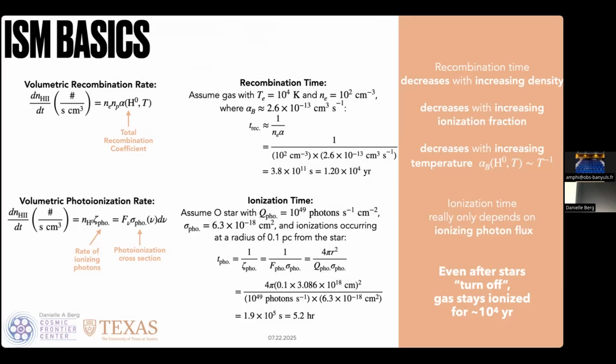then we can, again, invert what we're looking at for a time instead of per volume: 1 over the rate will give us a time. And we see that it takes a lot longer for everything to recombine. Now we're looking at something like 10,000 years. This is important to note because even after our stars turn off, if you will, or the most massive stars blow up, we're still going to see this ionized gas hanging out for a while because it takes a while to recombine.